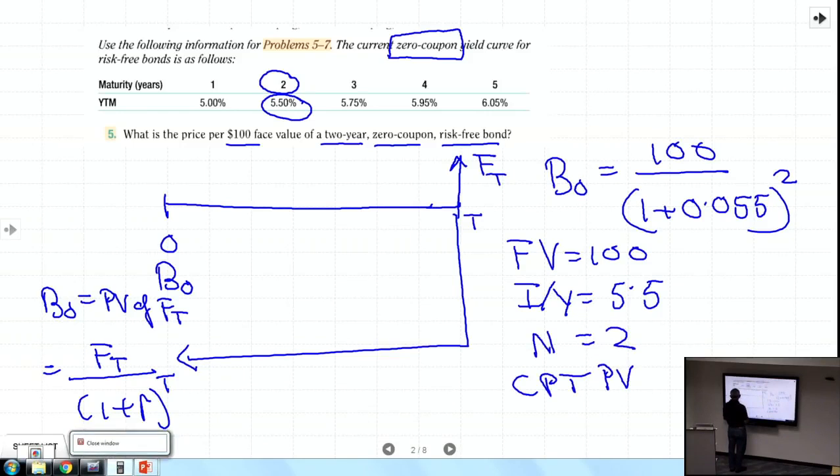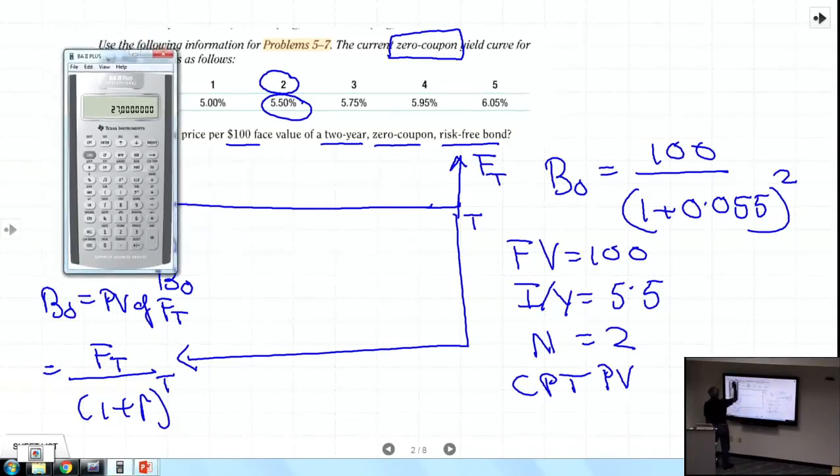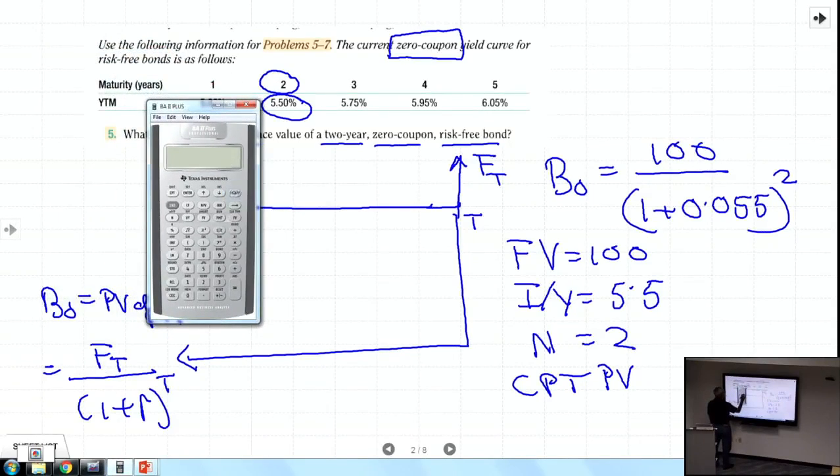So bringing back our financial calculator. We clear everything, clear TVM. So 100 is future value, 5.5 is IY, 2 is N, and we are going to compute present value. So it will be 89.84.